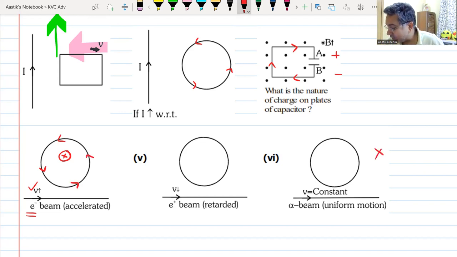Do we understand this? Yes, sir. In this case, there will be no flux, and in this case, it will be clockwise. Do we understand? Yes, sir. Everyone got this? Yes, sir.